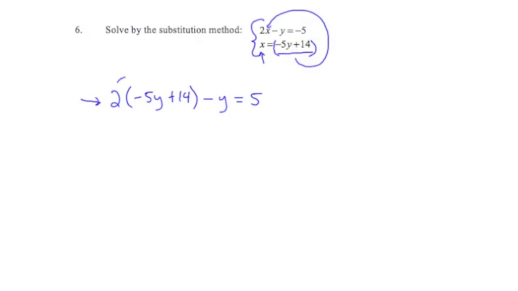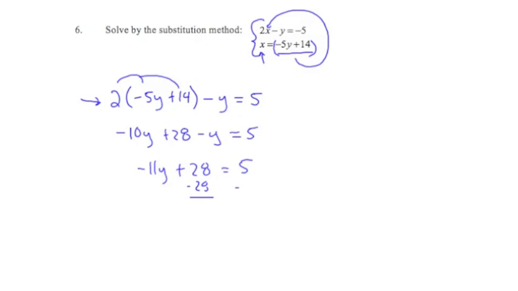So I'd start by distributing the 2. So that'd be negative 10y plus 28 minus y equals 5. Now I'm going to combine my like terms. A negative 10y and a negative 1y will give me a negative 11y plus 28 equals 5. Now I'm going to subtract 28. So then I have negative 11y.